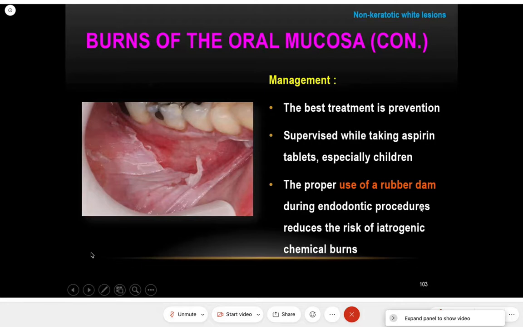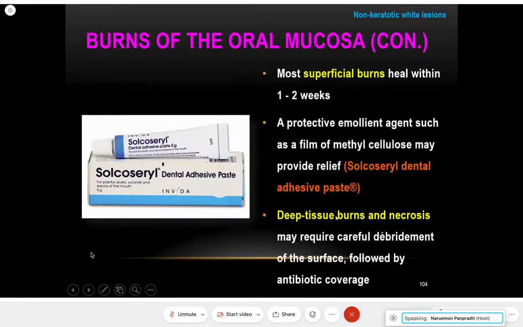So to manage, prevention is better. If you are the dentist going to do root canal treatment and you need to use sodium hypochlorite or any chemical agent, using a rubber dam is very important to prevent this lesion. And when it happens, sure, stop that chemical and the epithelium will recover. However, during the waiting time, the patient may feel burning.